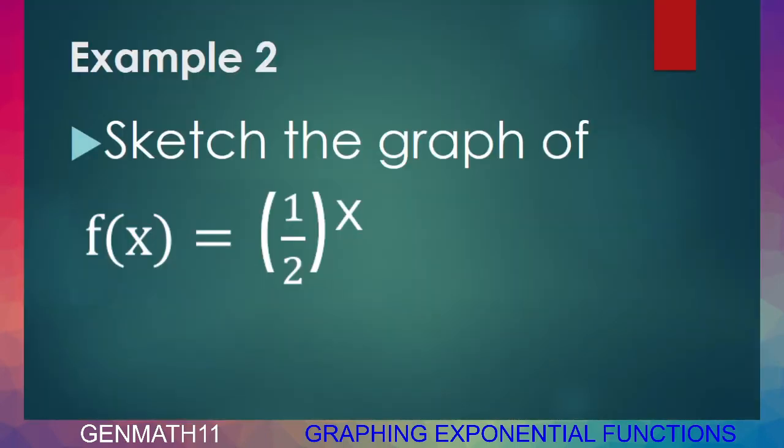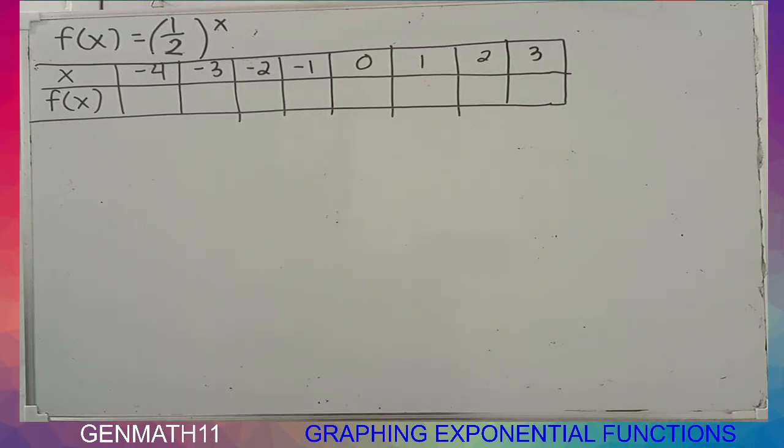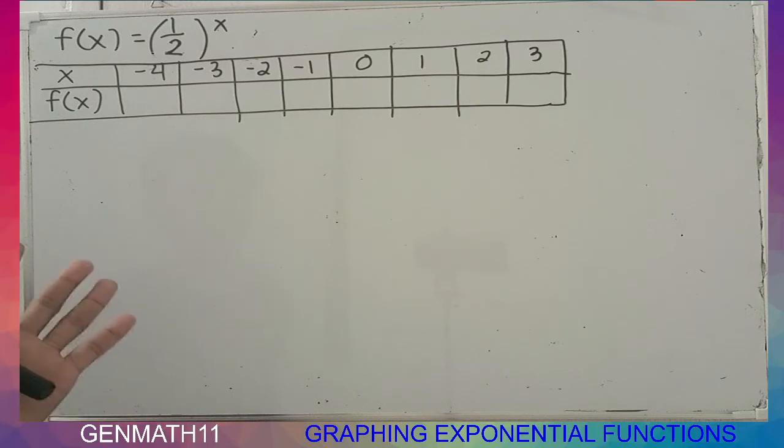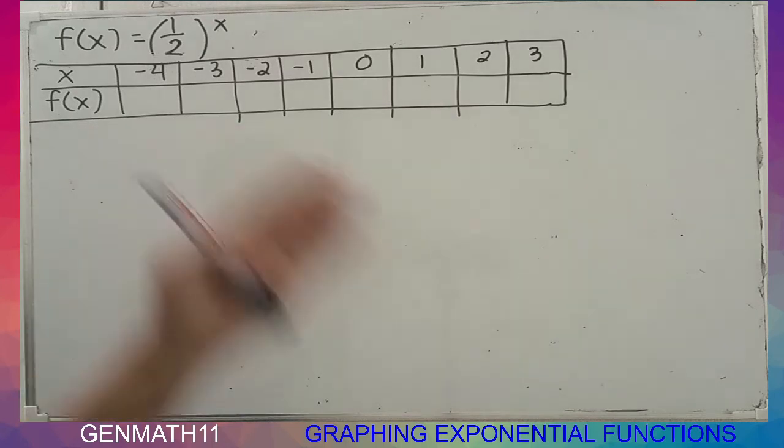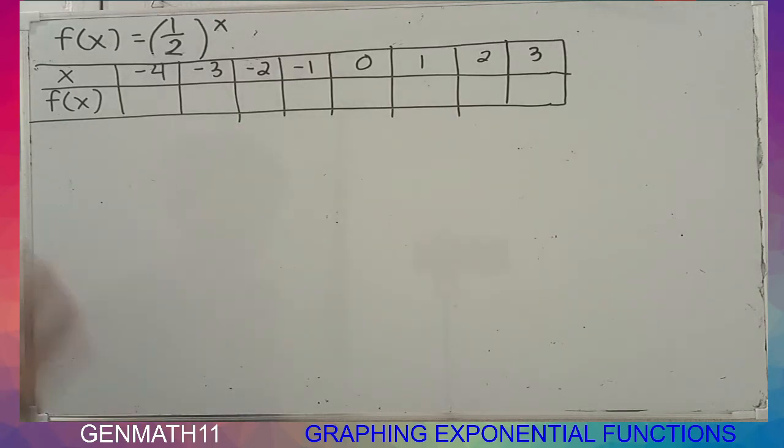Example number 2, sketch the graph of f of x is equals to 1 over 2 to the x power. For this lesson, dito sa pangalawang example natin, in order to graph the function, kailangan natin mag-create ng table of values or assume values of x para makuha natin yung f of x, then makakapag-graph na tayo. So, in order to find the f of x, we need to substitute the values of x on the function. So, let's try.